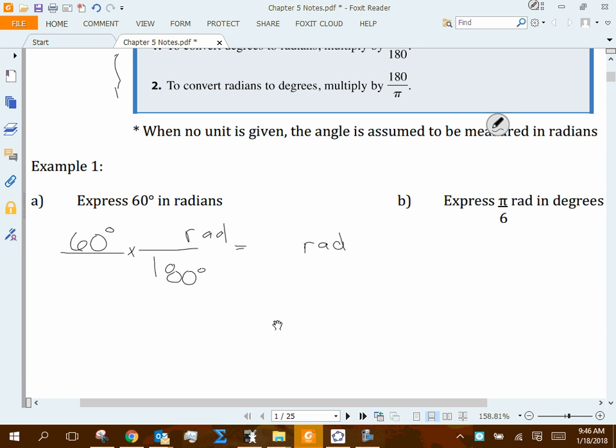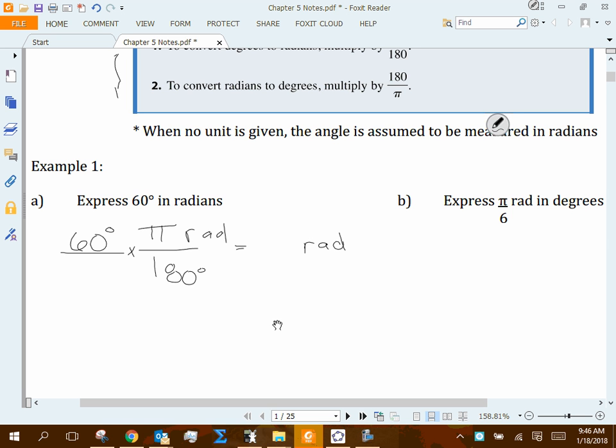180 degrees is the same thing as pi radians, right? Okay? So I know, because I started with degrees as the original initial amount, that degrees had to be in the denominator of my conversion factor. Okay? Because now they're going to cancel out, right?